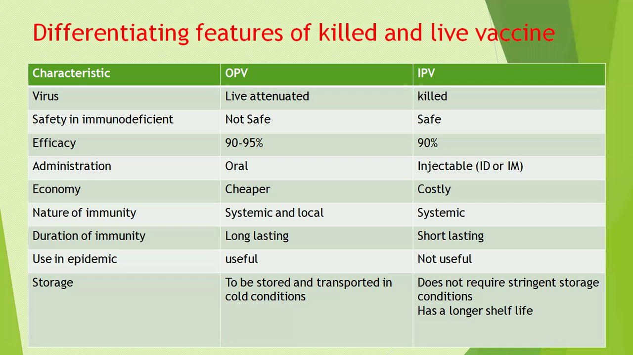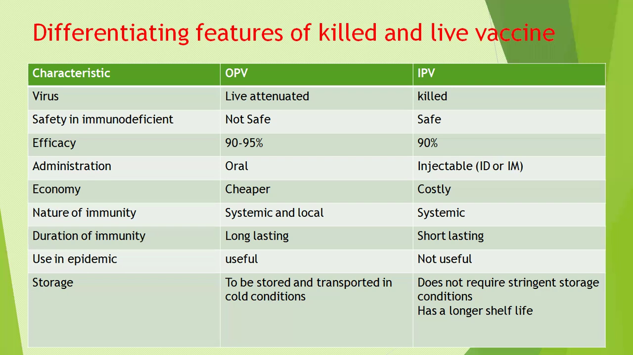And if you see the administration, OPV is given orally, and IPV is injectable, given either by intradermal injection or intramuscular injection. And if you see the economy also, OPV is cheaper, and IPV is costlier. And to give the IPV, we need skilled persons, and we need resources also. But OPV we can give very easily.